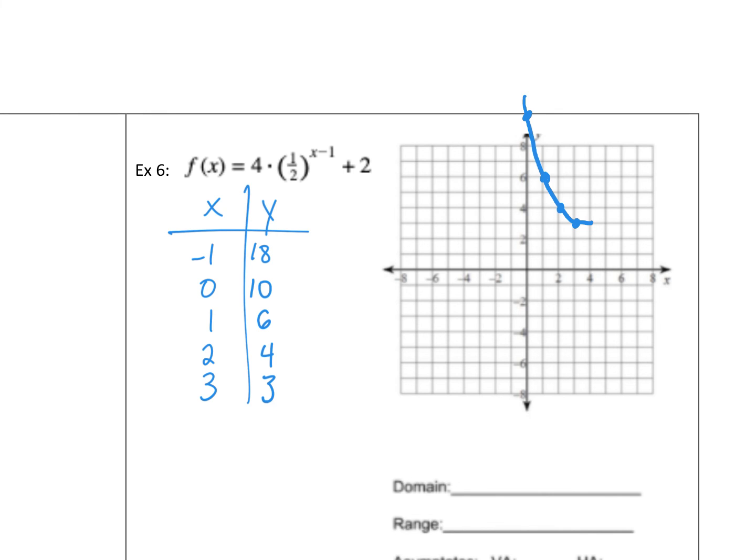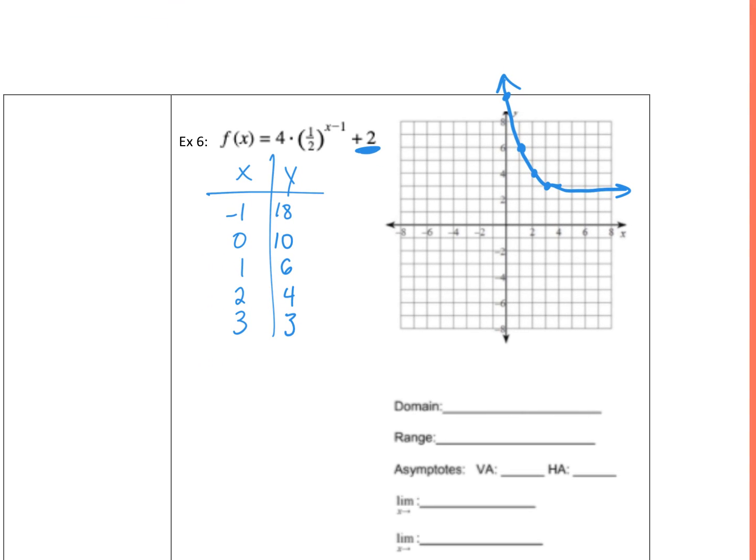What is my asymptote going to be on this one? I heard 2 and I heard 3. Where are we getting 2? The k value is our horizontal asymptote, right? Y equals 2. Not 3. I don't know where we got 3. Okay, so it's going to look like that.